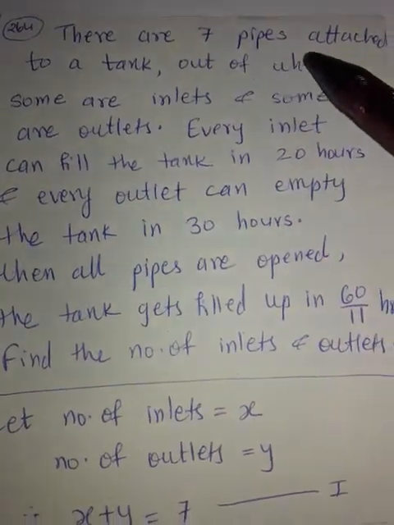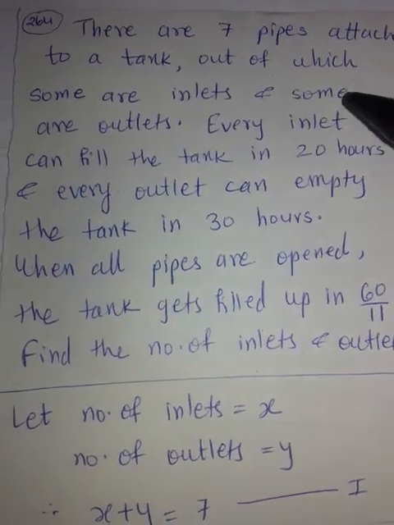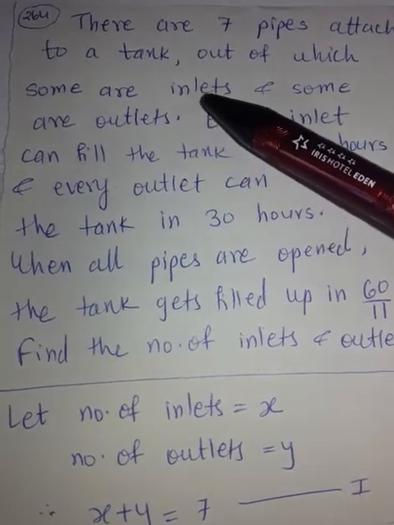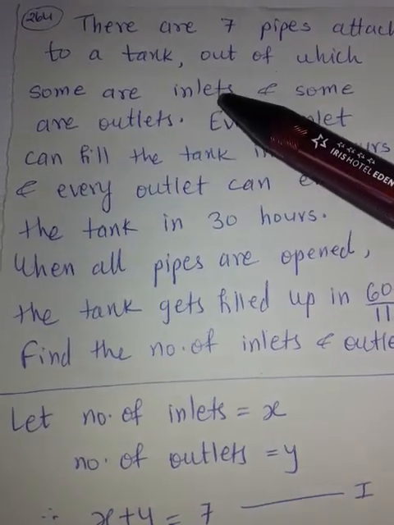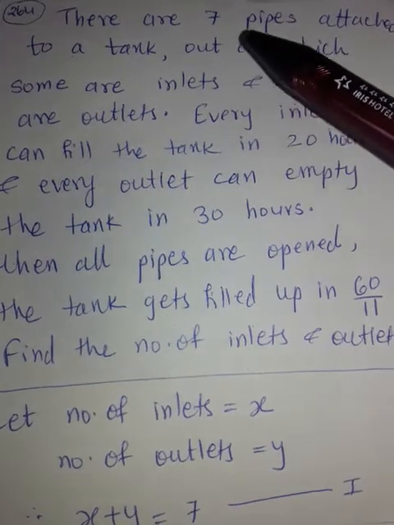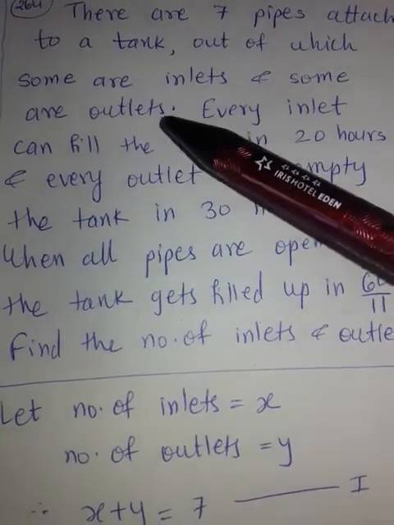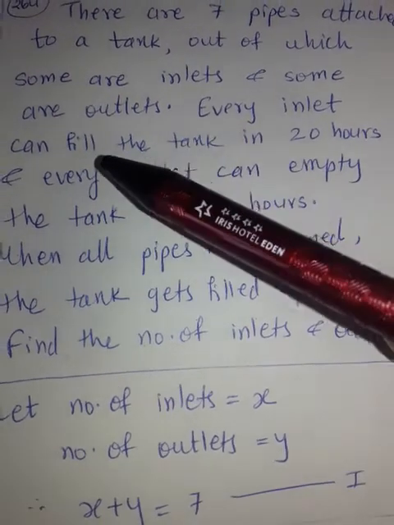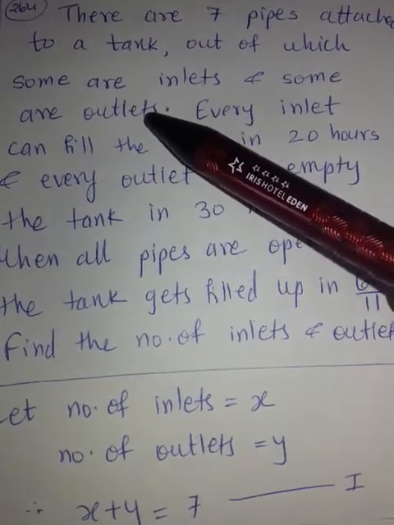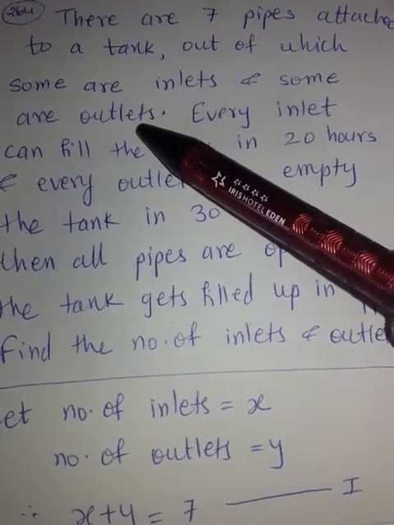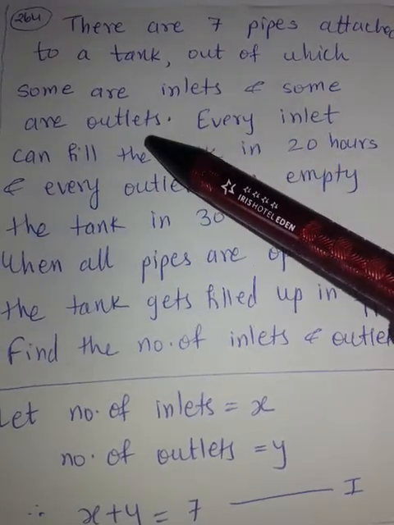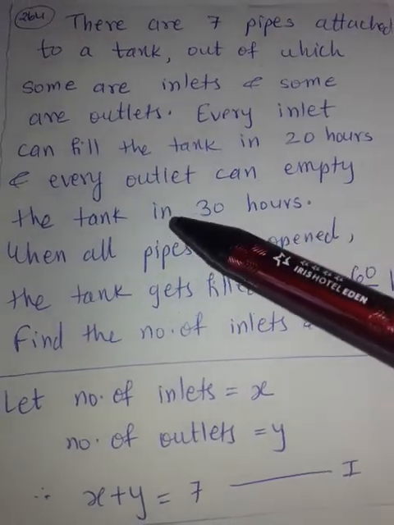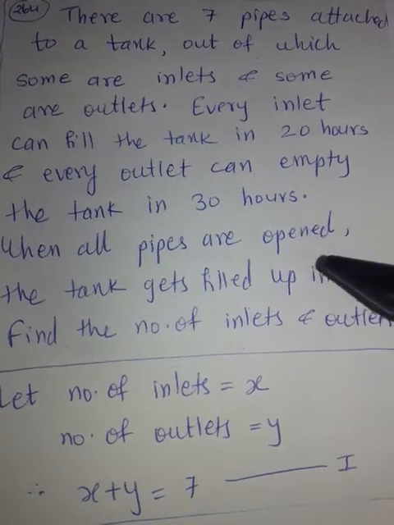There are 7 pipes attached to a tank, out of which some are inlets and some are outlets. What is meant by inlet and outlet? Inlet means the pipe from which water is coming into the tank and outlet means the pipe from which water is removed from the tank. You can say drainage or leakage, or you can also say outlet. So inlet and outlet. Every inlet can fill the tank in 20 hours. Every outlet can empty the tank in 30 hours.